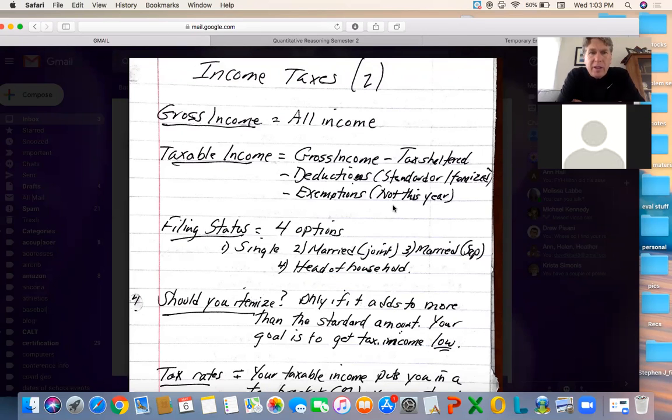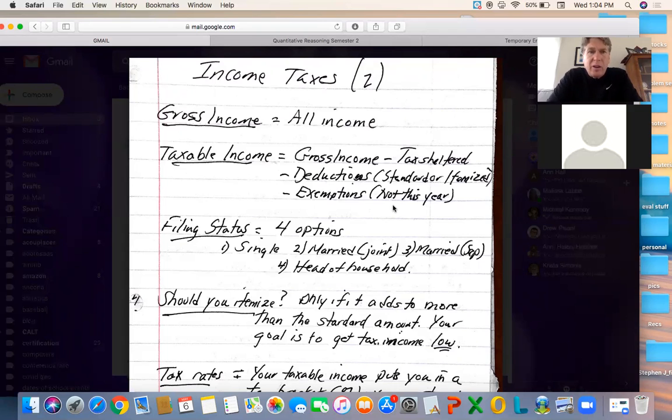From there, we calculate a taxable income by subtracting out from the gross income any money we put into tax sheltered savings. We subtract out deductions, and our choice was either standard or itemized. And we subtract out exemptions, although over the last two tax years, we have not allowed exemptions. They raised the standard deduction rate, so people didn't subtract exemptions.